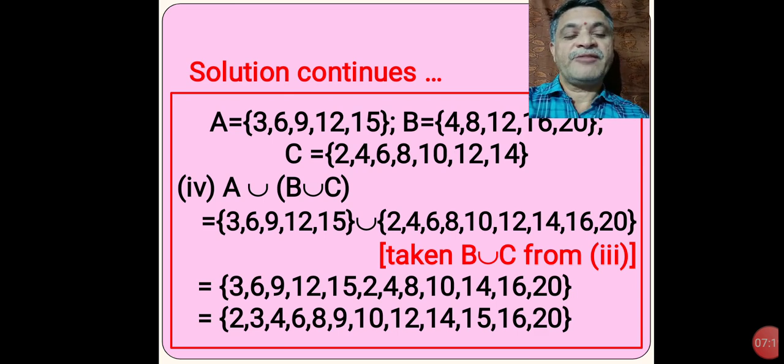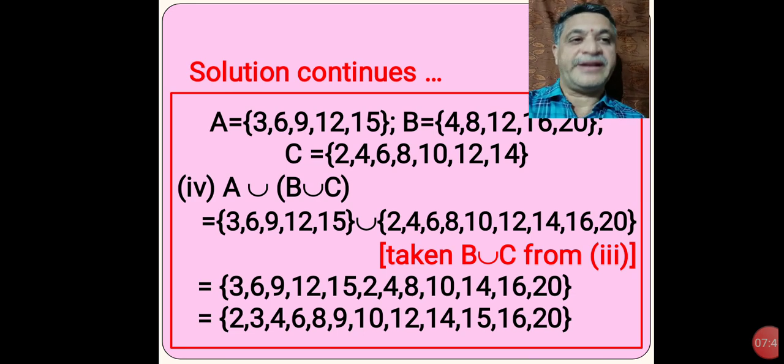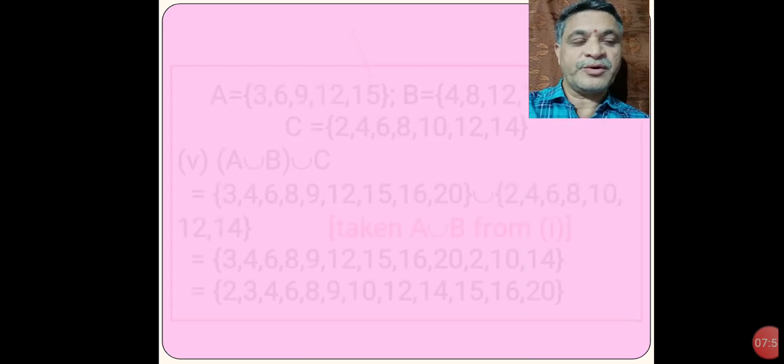Now write the elements in the first set, 3, 6, 9, 12, 15, as it is. Then go to the second set. Write 2 because it is not repeating in the previous, and 4, 6 is repeating, leave it, 8, 10, 12 is repeating, leave it, 14, 16, 20. So arrange them in order: 2, 3, 4, 6, 8, 9, 10, 12, 14, 15, 16 and 20. So these are the elements of A union (B union C). You read it as A union (B union C). B union C is a single unit that you read like that.